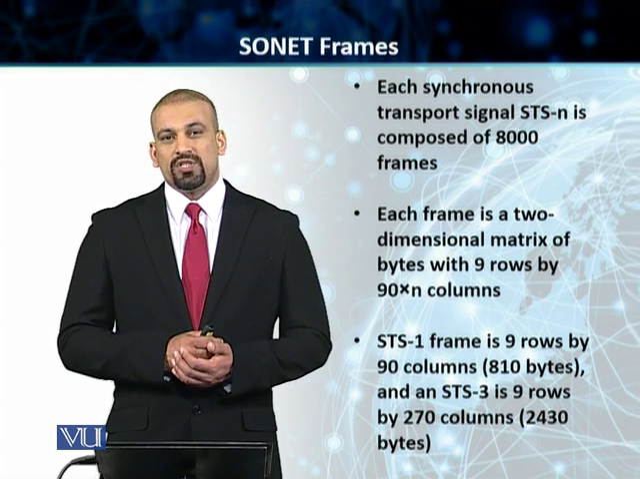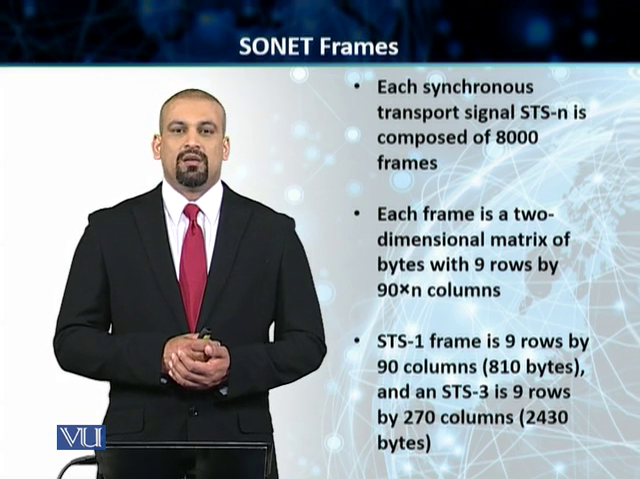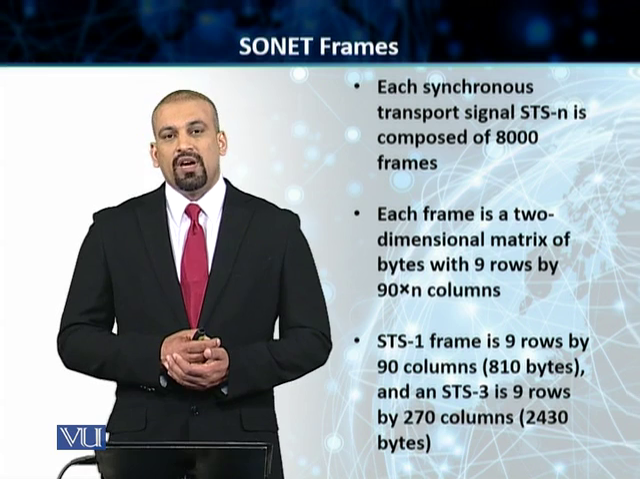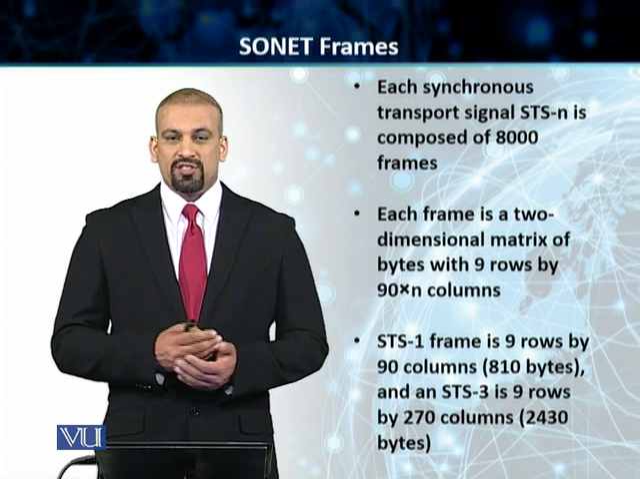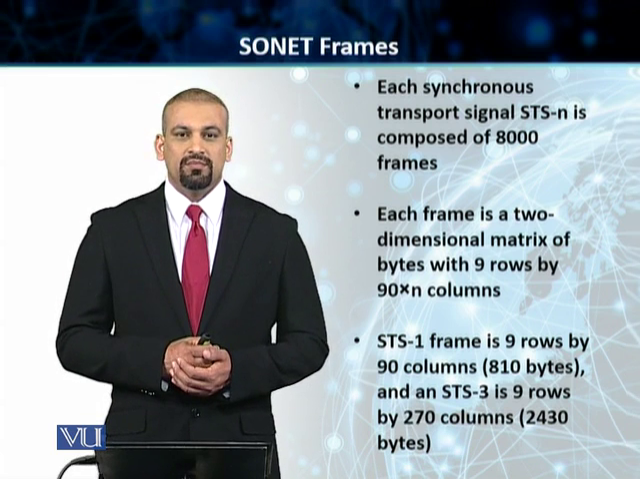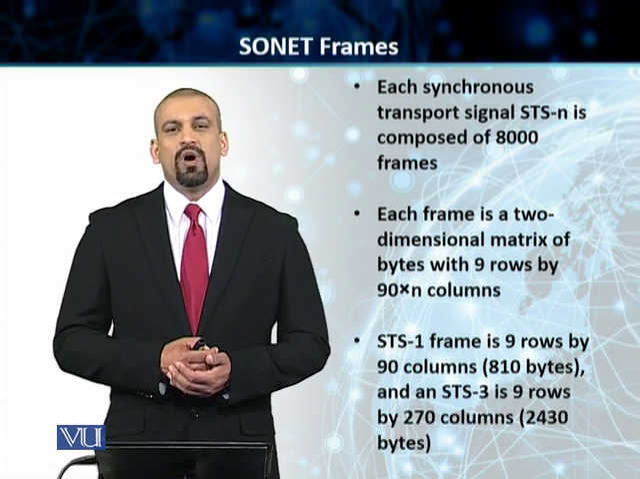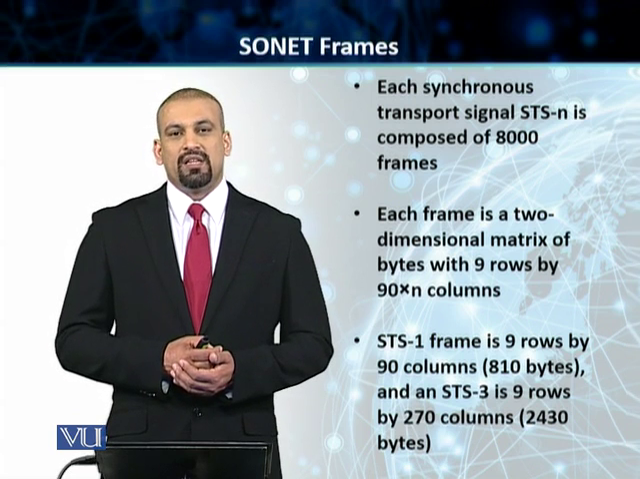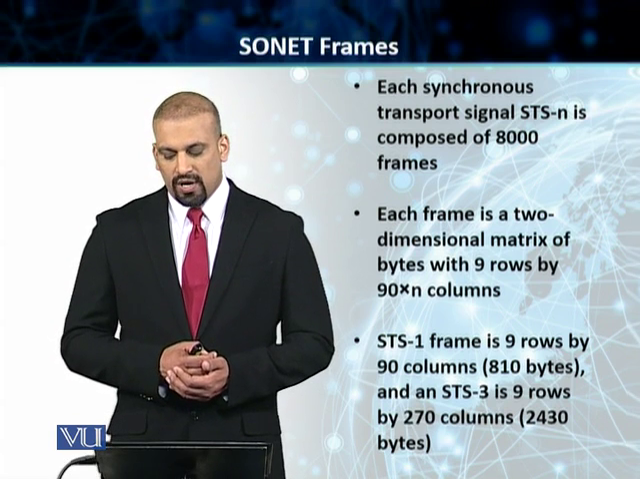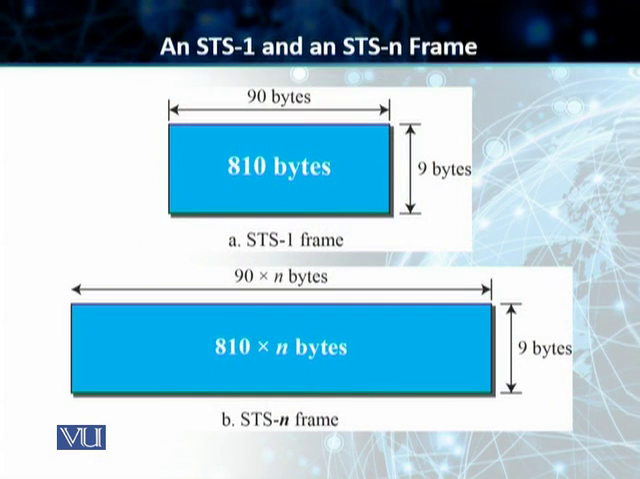Students, 9 rows and 90 columns corresponds to 9 multiplied by 90 equal to 810 bytes. So in the case of an STS-1 frame, each frame is carrying 810 bytes. In the case of STS-3, we have got 9 rows and 270 columns, 90 multiplied by n. In this case, 90 multiplied by 3, which is 270 columns, and therefore we have 2,430 bytes that make up an STS-3 frame.